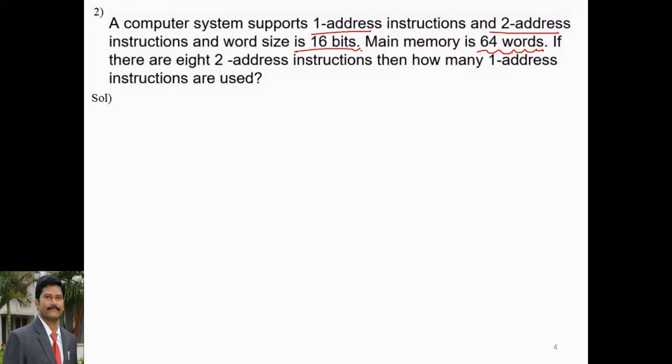So 64 words, how many bits to locate the main memory of 64 words? So 2 power 6 equal to 64. So the address size is 6-bit here, right? That is the data given. Then he asked that if there are 8, previously 10 two address instructions were there, now in this problem 8 is given, okay. Then how many one address instructions are used?